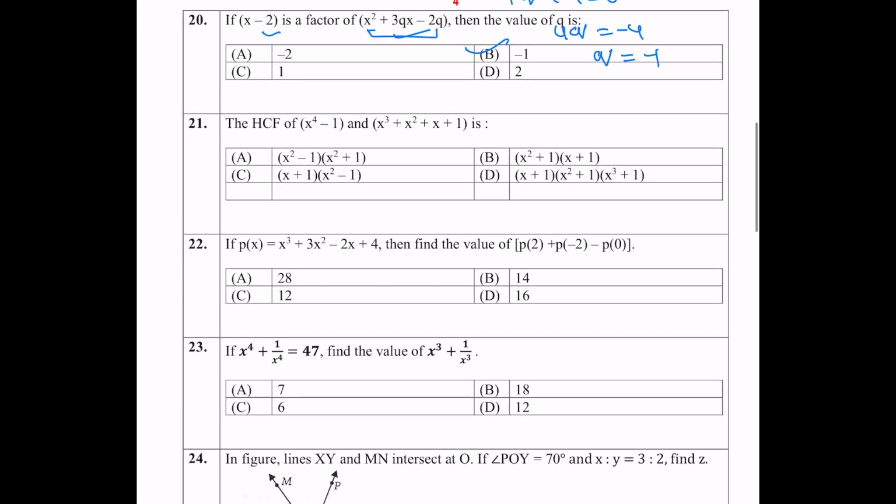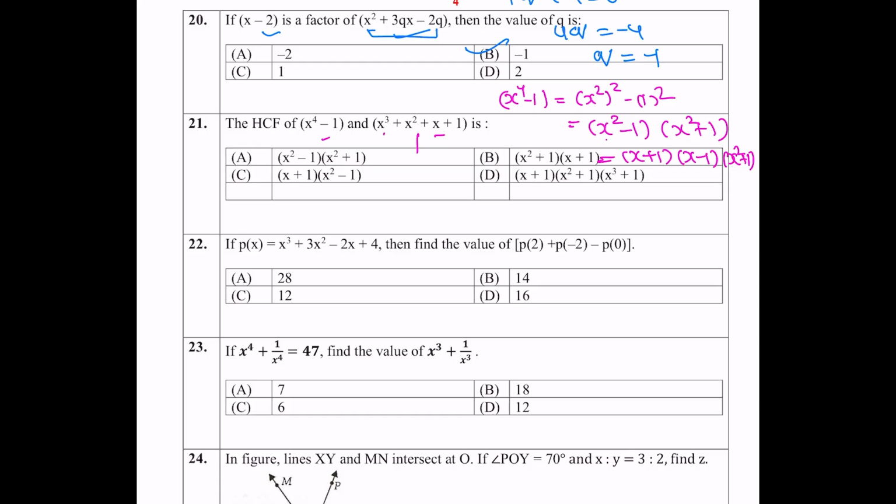Now in this expression we have to find the HCF of this value. So here first we have to do the factorization. So x raised to power 4 minus 1 we can write as (x square) whole square minus 1 square. So by using the a square minus b square formula, we can write (x square minus 1)(x square plus 1). Now here, again by using the a square minus b square formula, which is (a plus b)(a minus b), we can write (x plus 1)(x minus 1), and this is (x square plus 1).